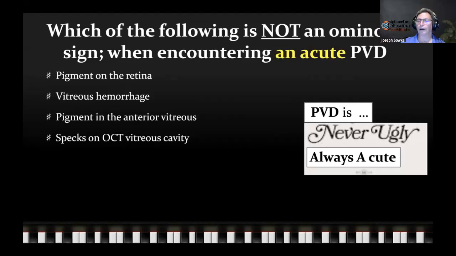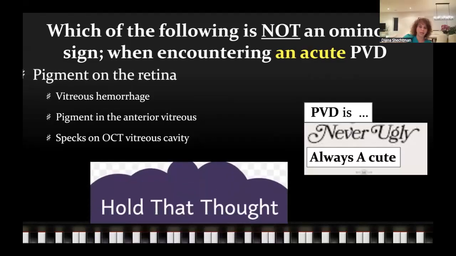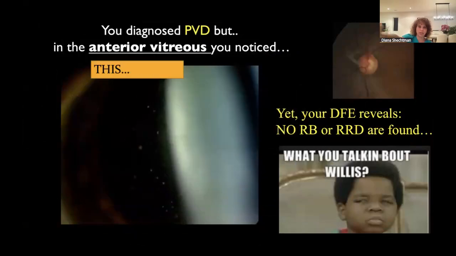Well, what is not an ominous sign? Majority say pigment on the retina at 64%, followed by specks on OCT vitreous cavity. Pigment in the anterior vitreous is at 9%, and vitreous hemorrhage is at 4%. I'm going to hold that thought because we're going to get into each and every one of these at hand.